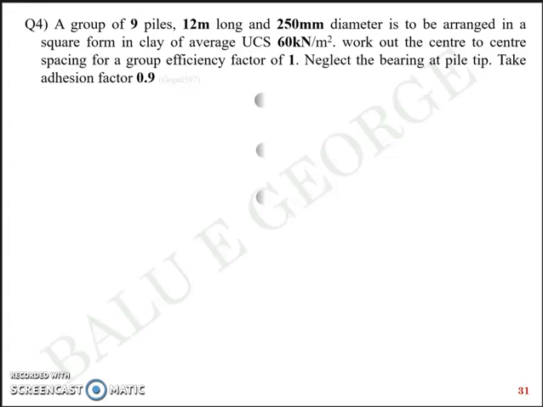So it's quite simple question based on group efficiency. You have 9 piles in 3 by 3 pattern, and each pile is 12 meter long and 25 centimeter diameter. It is installed in clay whose cohesion is indirectly given. 60 kilopascal is a UCS, so you take the half and what you get is cohesion 30 kilopascal. So if these 9 piles are installed in such a way that you have to have a group efficiency of 1, you're asked to arrive at the spacing required so that this condition is met.